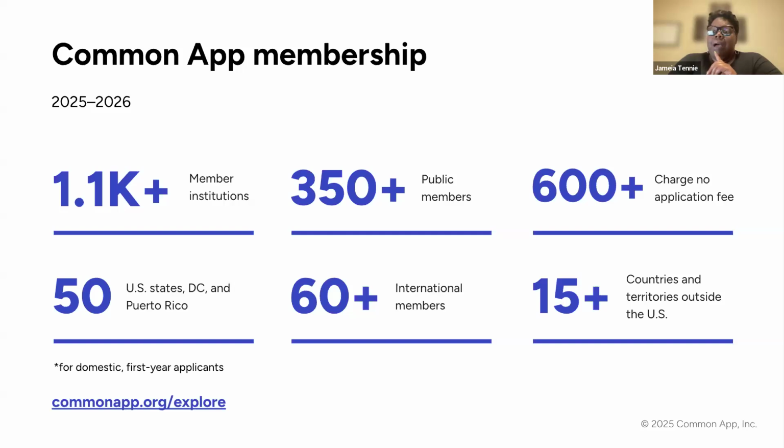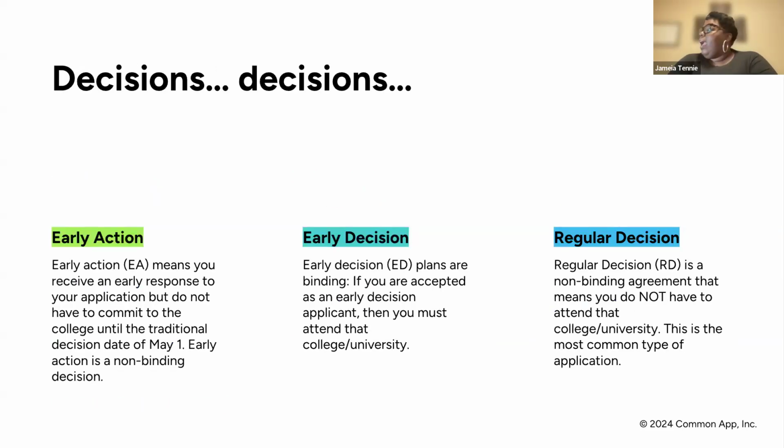A couple of things I'd like to also highlight here on the screen. 350 plus of those colleges are public institutions, meaning they're state-supported institutions right in the states along the United States of America. As well as 600 plus of those members don't require an application fee. So it's important to note that one of the ways of making applying to college easy is taking the barrier of the application fee away from a large amount of those colleges. Our members are offering affordable ways to apply to college.